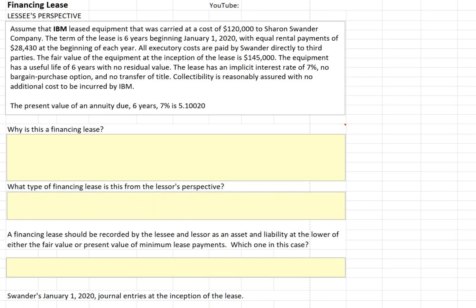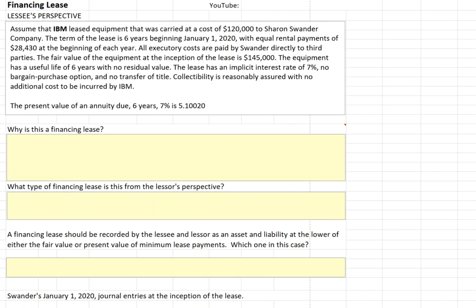All executory costs will be paid by Swandler directly to third parties. The fair value of the equipment at the inception of the lease is $145,000. The equipment has a useful life of 6 years with no residual value. The lease has an implicit interest rate of 7%. There's no bargain purchase option and no transfer of title. And collectability is reasonably assured with no additional cost to be incurred by IBM.